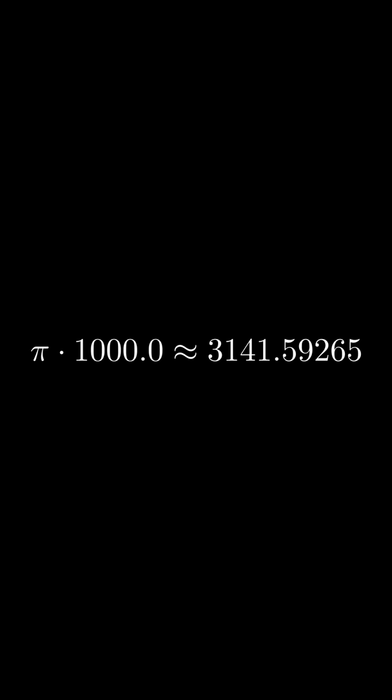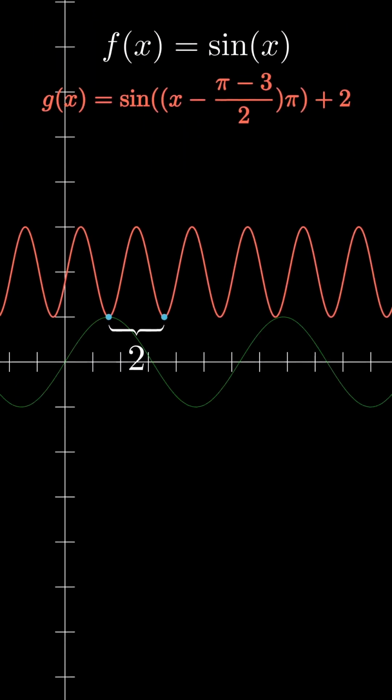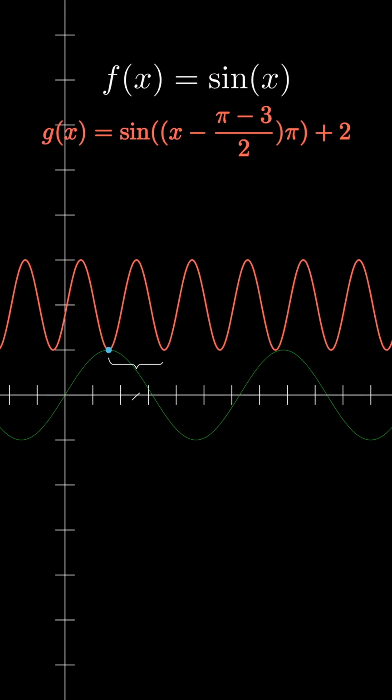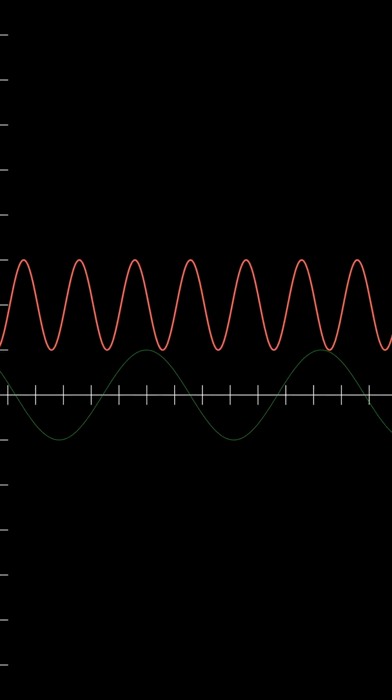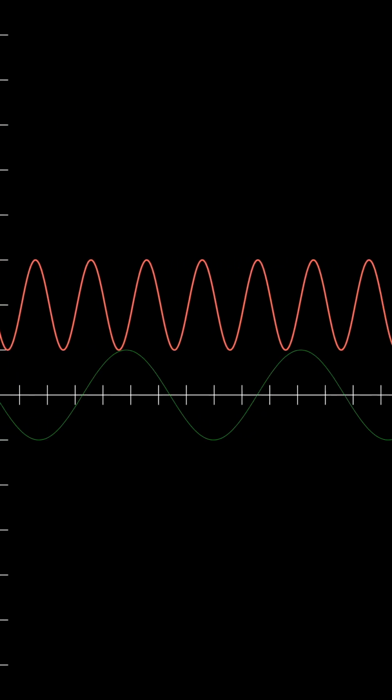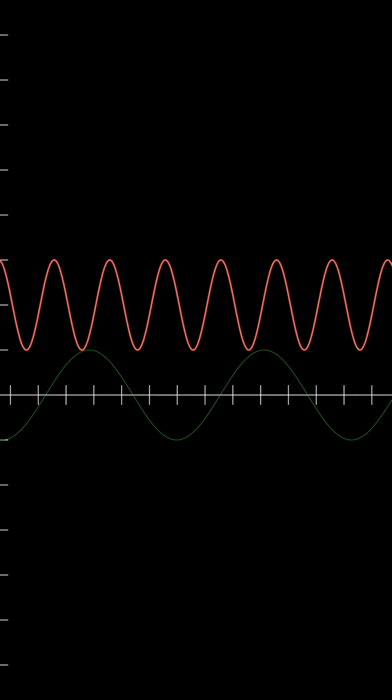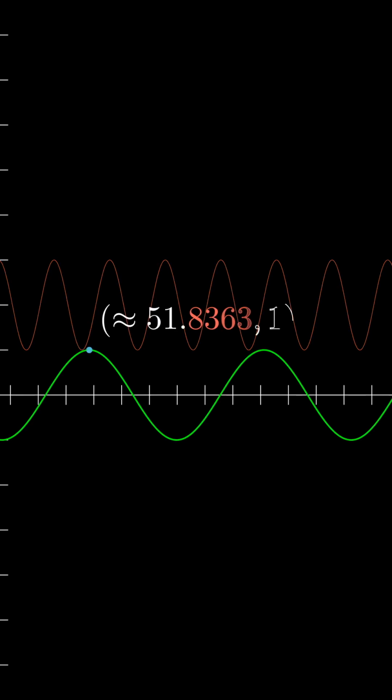Our new function, however, repeats in intervals of 2. 2 is a whole number, so no matter how far you are on the graph, the peaks and dips will have the exact same decimal value as they did when it intercepted sine of x, whereas sine of x won't have the same decimal value, so they will never intercept again.